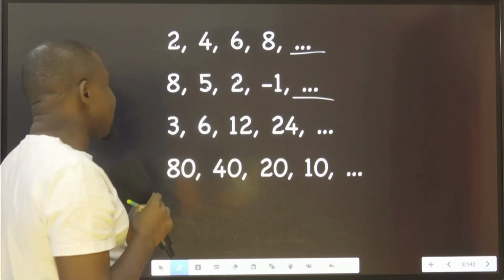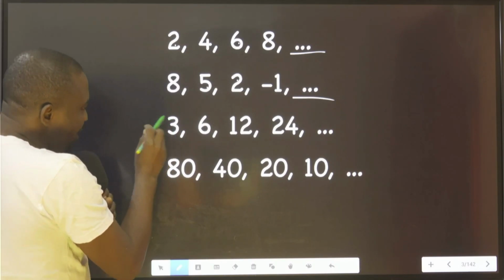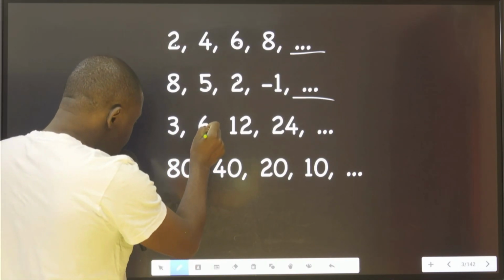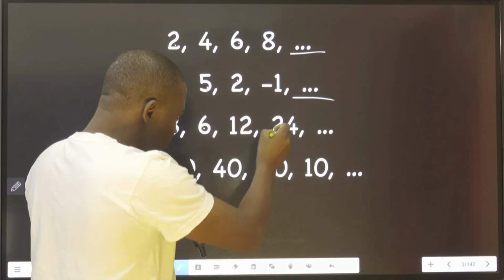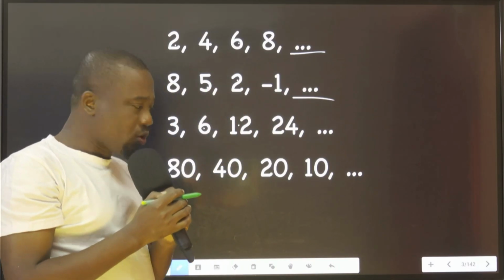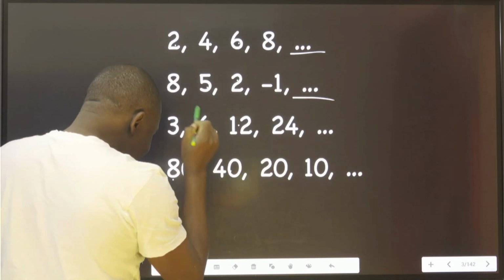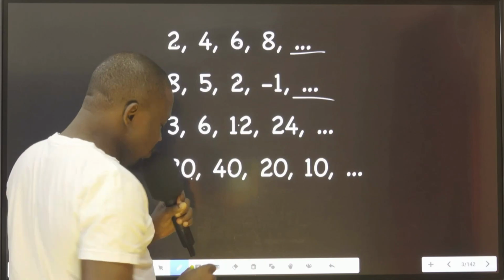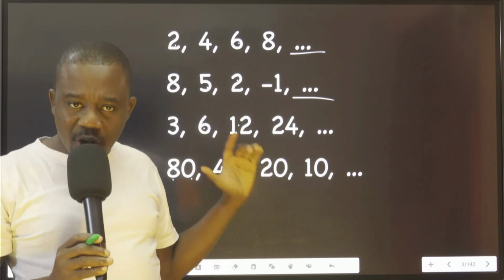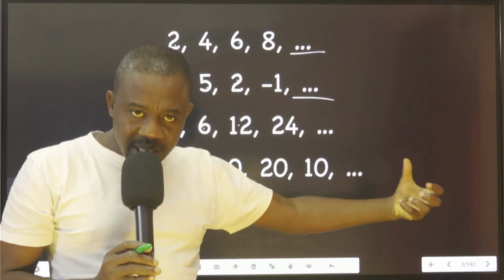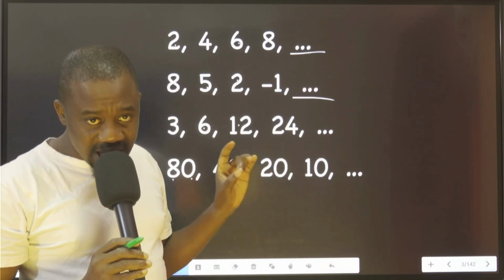Now let's look at this sequence. To get this, you need to multiply this by 2. To get this, you multiply this by 2. To get this, you multiply this by 2. To get this, you multiply this by 2. For this one, to get this, you divide this by 2. To get this, you divide this by 2. To get this, you divide it by 2, and so on and so forth. As you can see, there is something that is common among the terms of the sequence, where you are looking at what? Sequence. Now, let's continue.